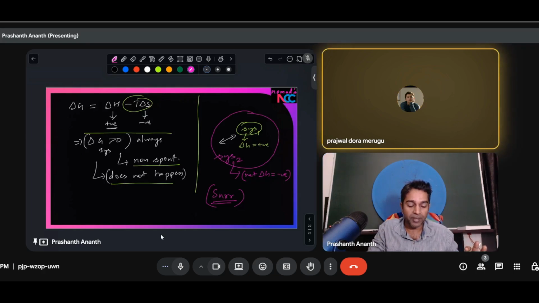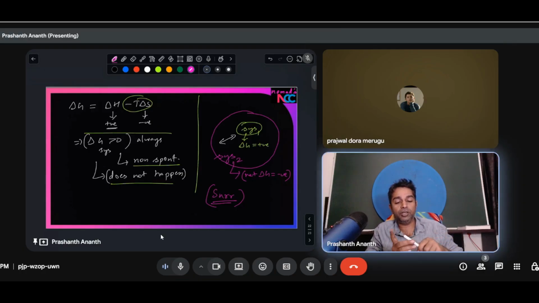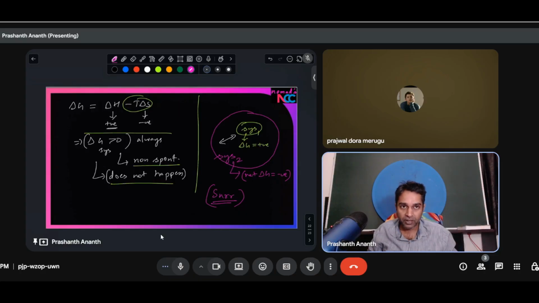Yes, sir. Basically, we first understood this delta G negative is the maximum energy we can extract. What does this delta G negative mean? It means for a process to happen, it absolutely needs to have delta G as negative. What does that mean? It means the system has to gain something in the process for it to happen.